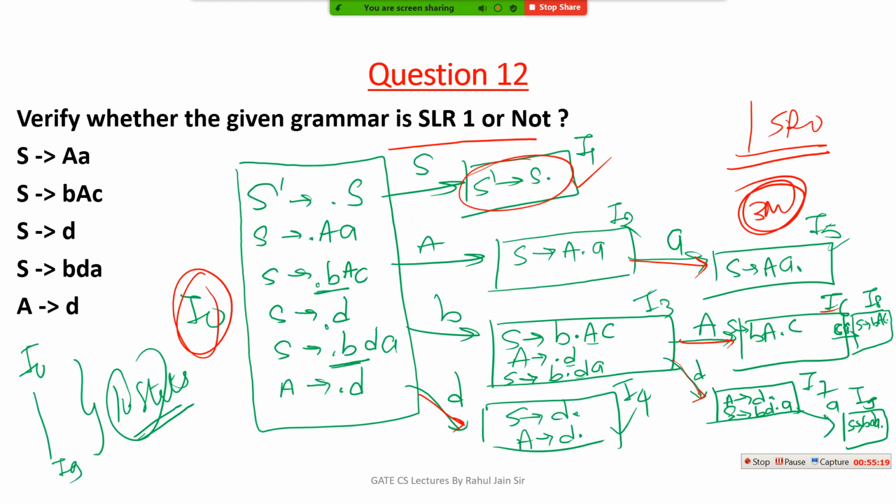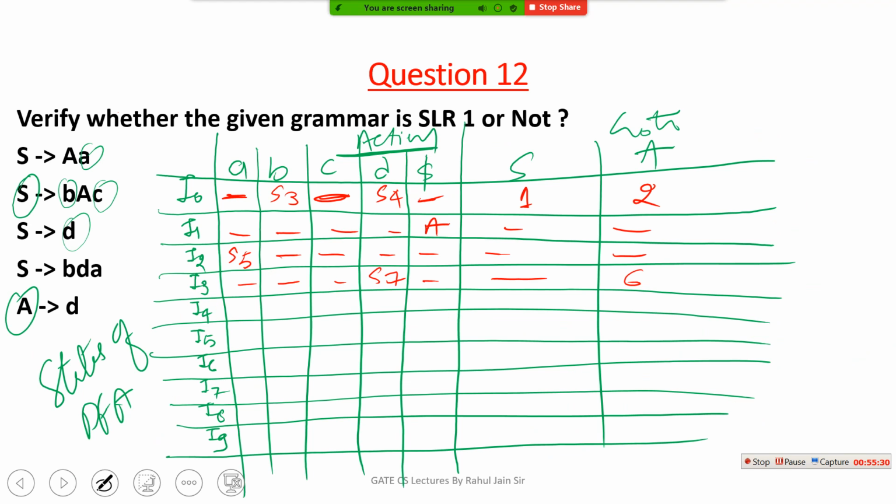Now I4, I4 is reducing. It is reducing this S and A. So what is follow of S? I need to derive follow of S. Follow of S is dollar. And what is follow of A? Follow of A is small a, and follow of A is small c.